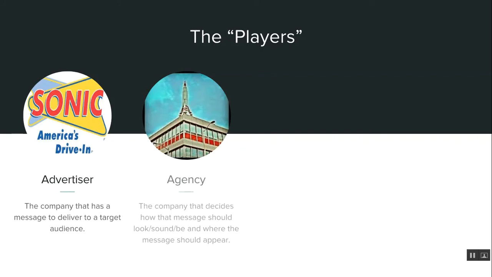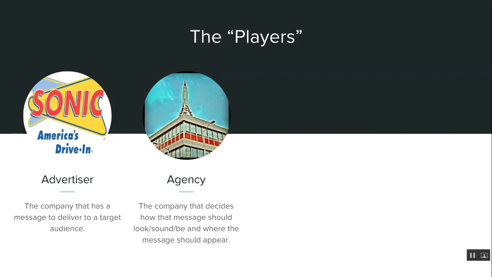These professionals work at advertising agencies. Advertising agencies are companies that specialize in advertising. Agencies don't call themselves companies. It's weird, I know. They call themselves agencies. The building here, in this example, is actually an ad agency in Kansas City called Barkley. Barkley is the agency that first created the Two Guys campaign for Sonic.